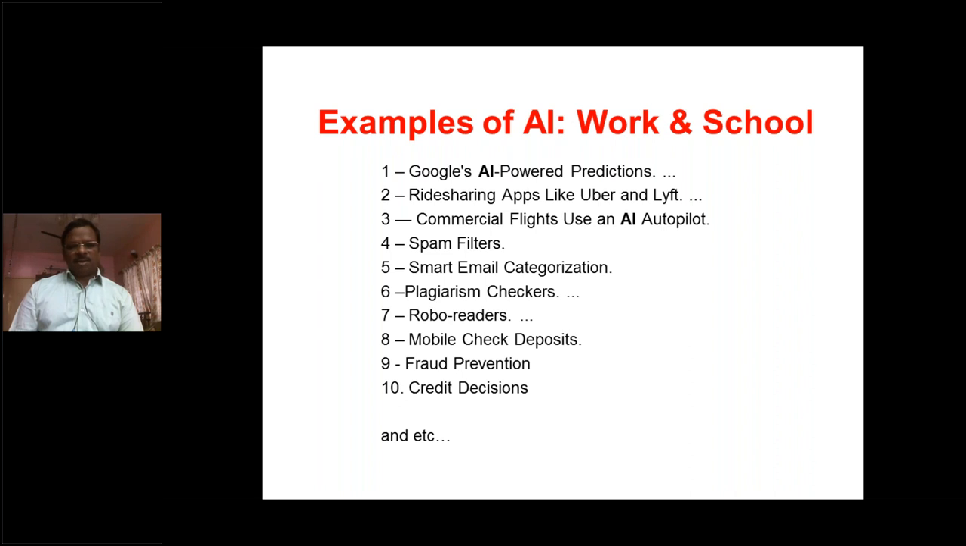Then fraud prevention: we can avoid frauds by using OTP, security codes, passwords and CAPTCHA, everything available. You know that very well. Credit decisions are carried out by checking whether the credit card limit is over or available. This entire concept is exactly available.